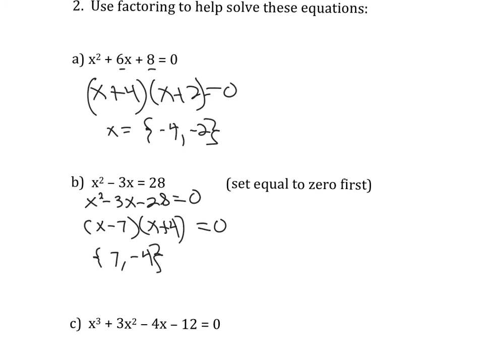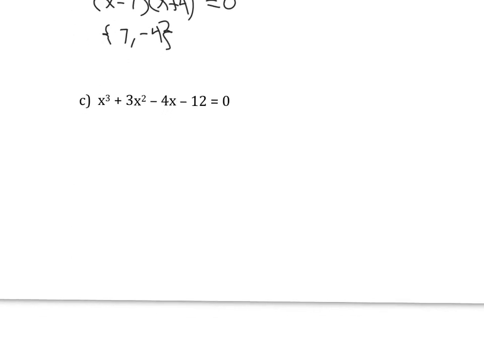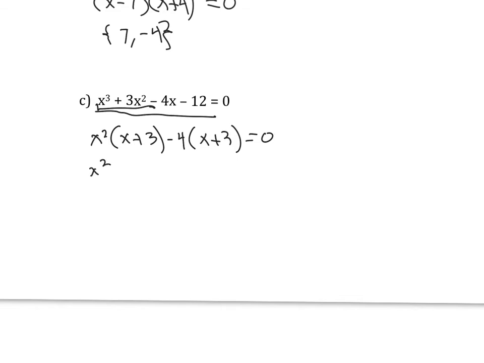Okay, next one. Now we have, let's look at this. It's equal to 0. And the question is, can we factor this? No common factors. So let's factor by grouping. Out of the first two here, we would take an x squared, which would leave us with x plus 3. And we would take a negative 4, which would leave us with x plus 3 equals 0. That would give us x squared minus 4 times x plus 3 equals 0.